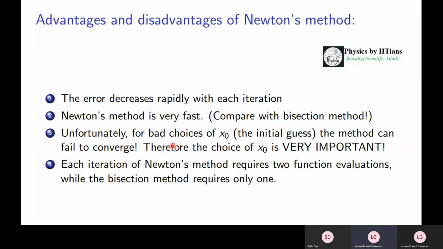Unfortunately, for a bad choice of x naught, if we choose x naught by mistake as any other value, this method may not converge. You will iterate many times, but you may not get a correct answer if your choice of the initial value is incorrect. So the method fails at an incorrect initial value. Also, the method requires an initial value, and that value can be found using different methods like the bisection method.